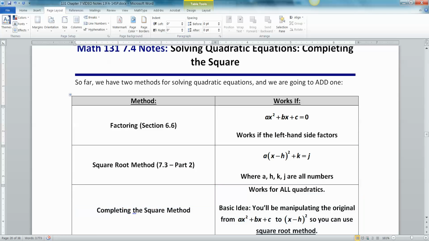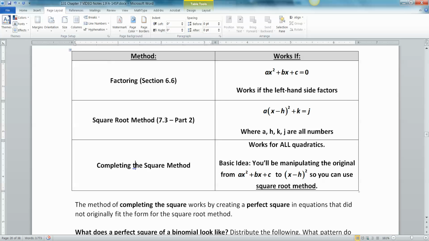Now, completing the square does not have to be used for solving quadratics. It just is in this example. But you can actually complete the square all over the place. It's a nice, handy little technique to know. So it's going to work for all quadratics, no matter what. It's going to work for everything. It doesn't have to factor. It doesn't have to have that parentheses squared business, at least at the beginning. You're going to manipulate it so that it does have it. That's kind of the point of completing the square.